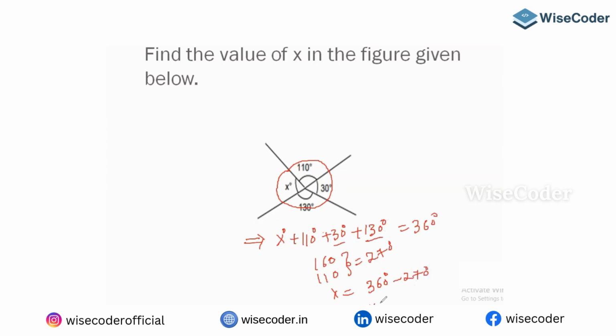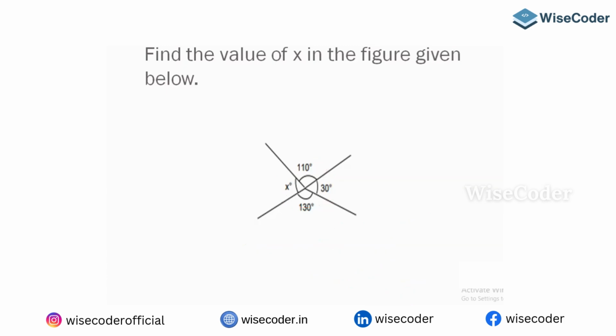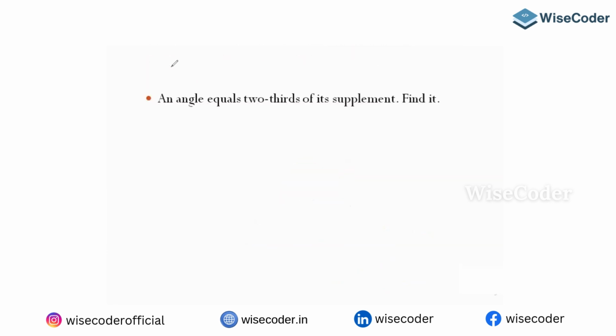What is 360 degrees minus 270 degrees? That is nothing but 90 degrees. Then x is equal to what here? 90 degrees is the correct answer. Okay, 90 degrees is the correct answer. That's what you need to understand. Okay. Now, see, this is a very simple question. Let's go to the next question. What is the next question they were asking?